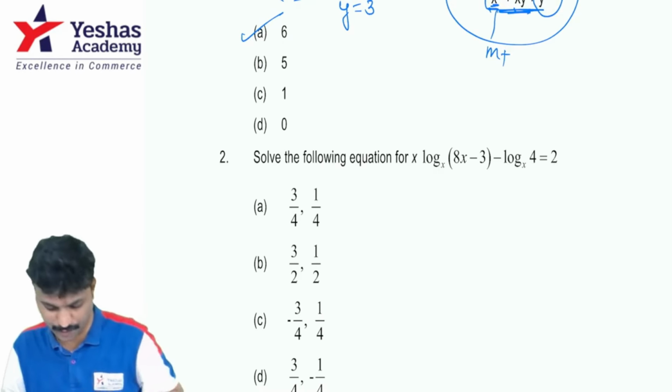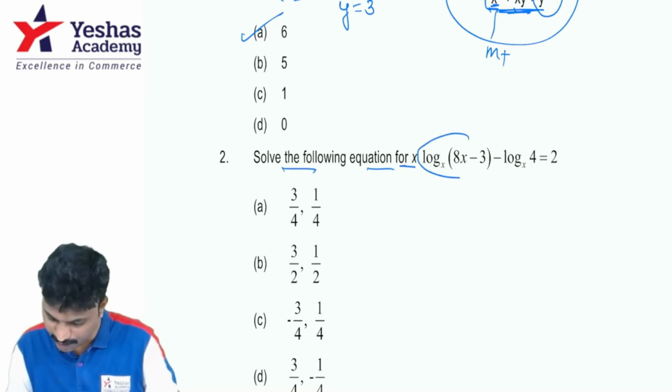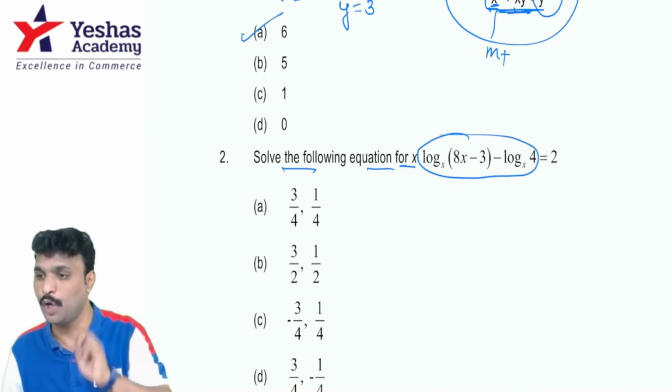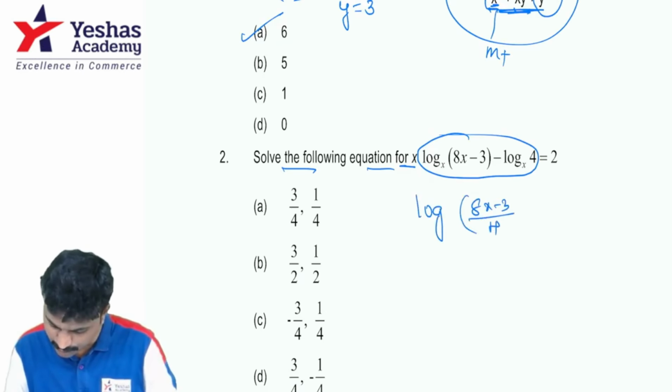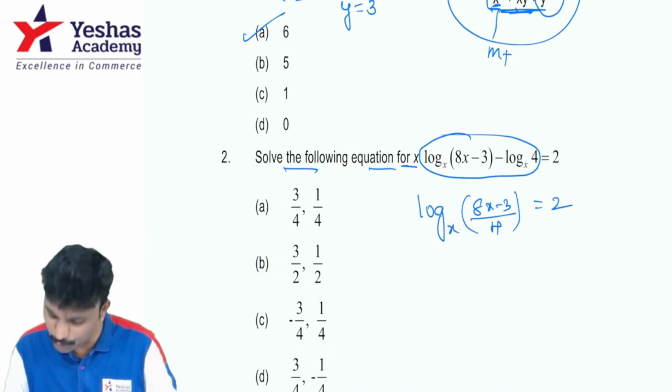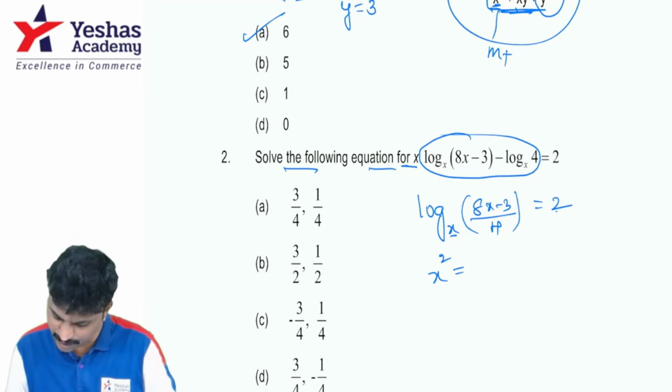Guys, moving on to the next question, solve the following equation for x. First of all, if you look at this LHS, there are two log terms. How do I reduce to a single log term? Subtraction changes to division. So 8x minus 3 divided by 4 to the base x is equal to 2. Converting this into what exponent? The base is x. What becomes the power? The value becomes the power, equal to 8x minus 3 divided by 4.